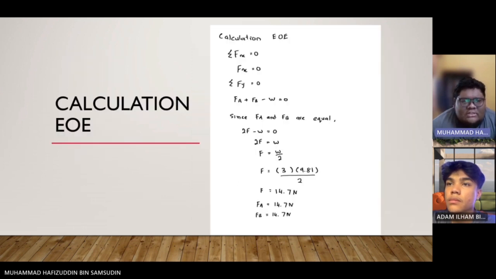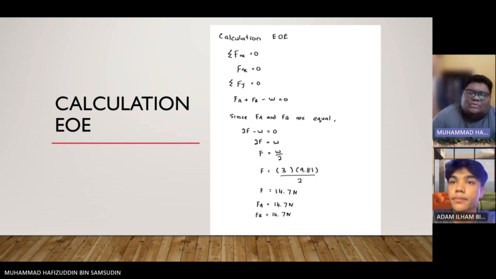This is the calculation for equilibrium of equations. For the EOE, Fx equal to 0, Fy equal to 0. So Fa plus Fb minus the weight equal to 0. Since Fa and Fb are equal, their force will be the same, so we get 14.7 Newton. Okay, that is for me. I will pass to my partner Adam Ilham.